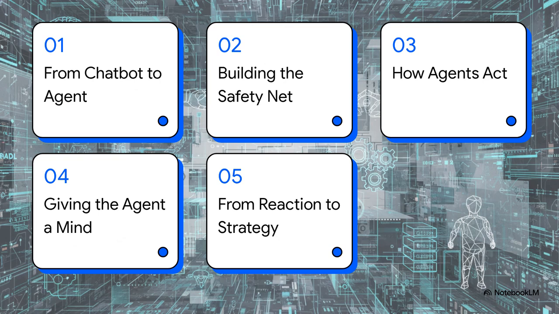All right, so here's our game plan. First, we're going to take a chatbot and turn it into a basic agent. Then, and this is crucial, we'll build a safety net around it. After that, we'll give it hands so it can act, a mind so it can remember, and finally, we'll teach it how to think strategically instead of just reacting. It's going to be a fun build.